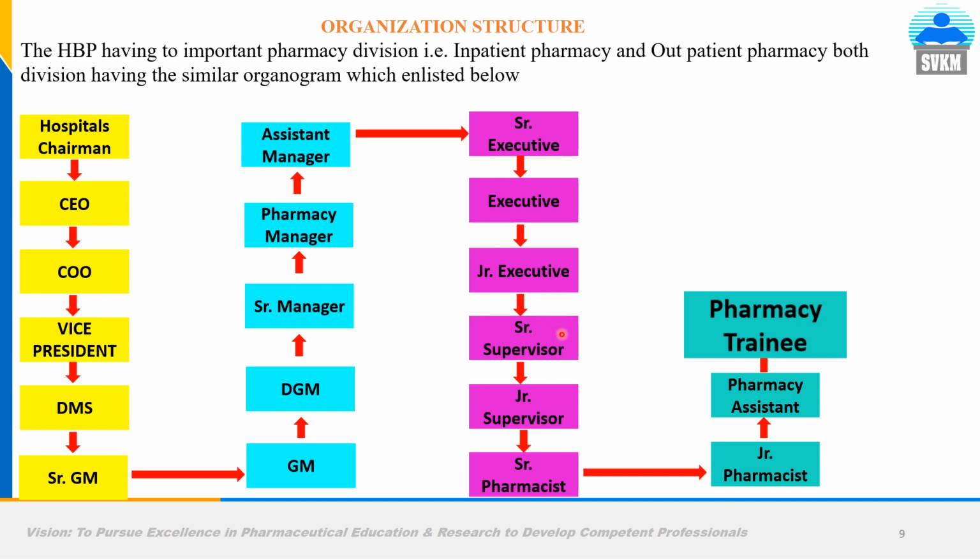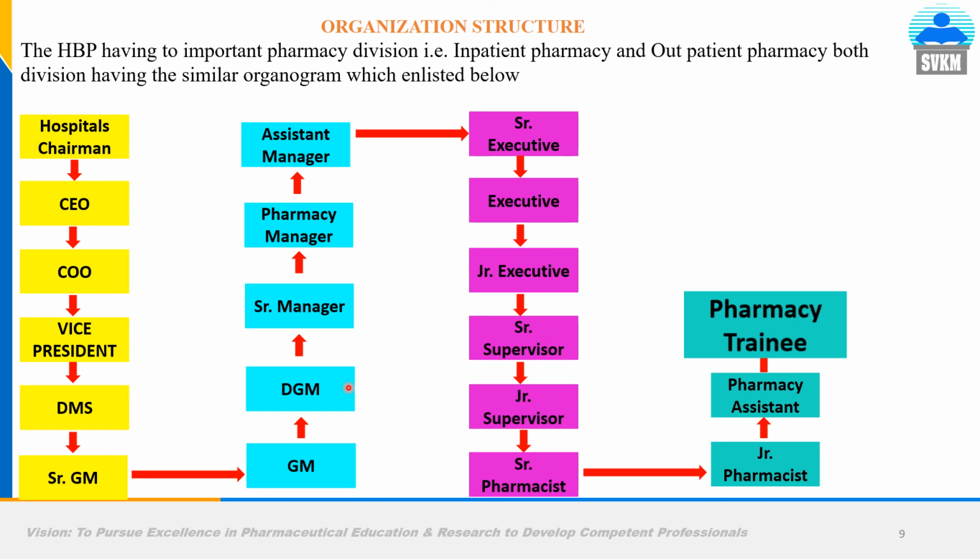The functional reporting of a senior supervisor is to either the junior executive or the executive. If a junior executive is not available, then the senior supervisor can directly report to the executive. Now the executive and senior executive have to directly report to the assistant manager. The assistant manager reports directly to the pharmacy manager. The pharmacy manager directly reports to the senior general manager if one is present in the hierarchy. If not, then they can directly report to the deputy general manager.